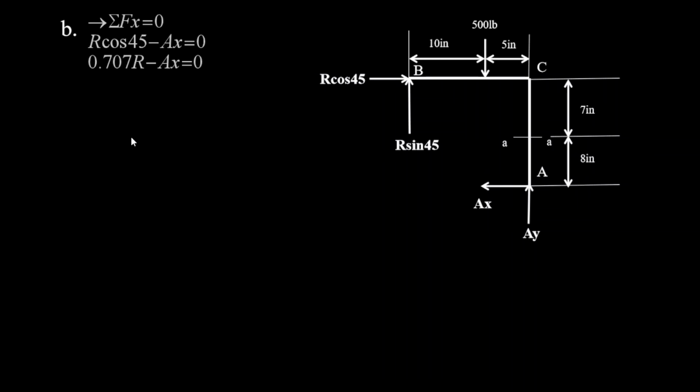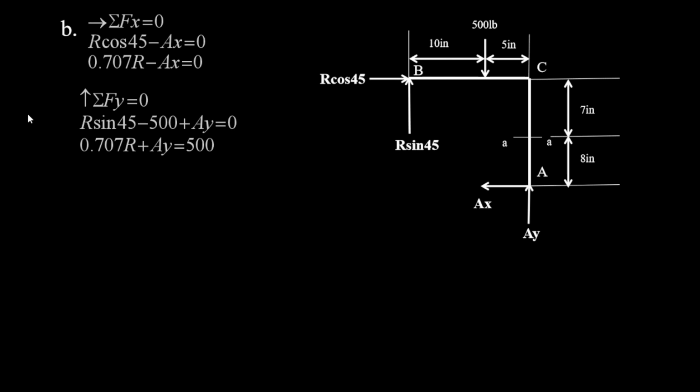Then in terms of summation of forces in the Y direction, R sin 45 is going up, so it becomes positive. Then 500 is coming down, so it becomes negative, and AY is going up, so it becomes positive. And then we get our sum of forces in Y. Now we want to take moment. If you take moment about B, we are going to be seeing AX and AY, but we don't want that. We want to eliminate AX and AY. So we take moment about A, and then we can find R easily, and then we can put R into these two formulas and get our AY and AX.